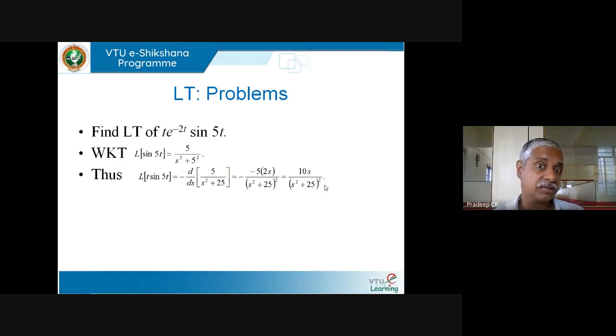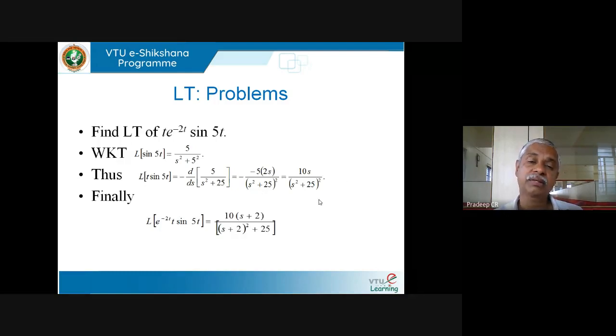But that's not where my problems end. My problem is to find the Laplace of e power minus 2t times t sine 5t. That I know how to do. If I know the Laplace of t sine 5t, I know the Laplace of e power minus 2t t sine 5t. All I have to do is replace s by s minus minus 2, which is s plus 2. Which is what you see on your screen. So that is 10 times (s plus 2) divided by ((s plus 2) whole squared plus 25) whole squared.